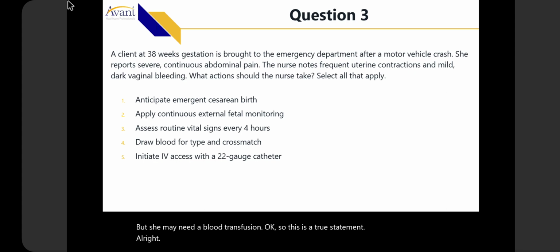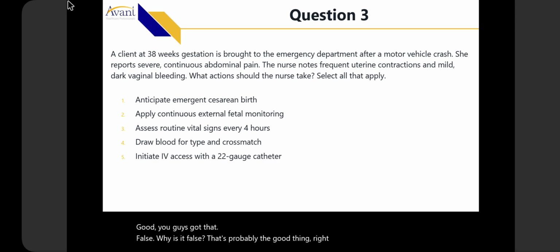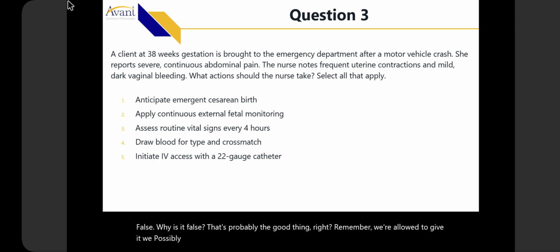Number five, should the nurse initiate IV access with a 22 gauge catheter? True or false? Good, you guys got that. False. Why is it false? That sounds like a good thing, right? Remember, we're possibly giving a transfusion. Don't we want to start an IV?